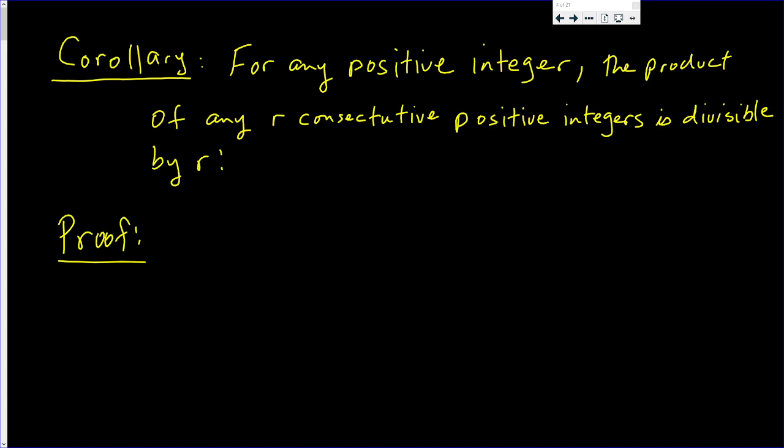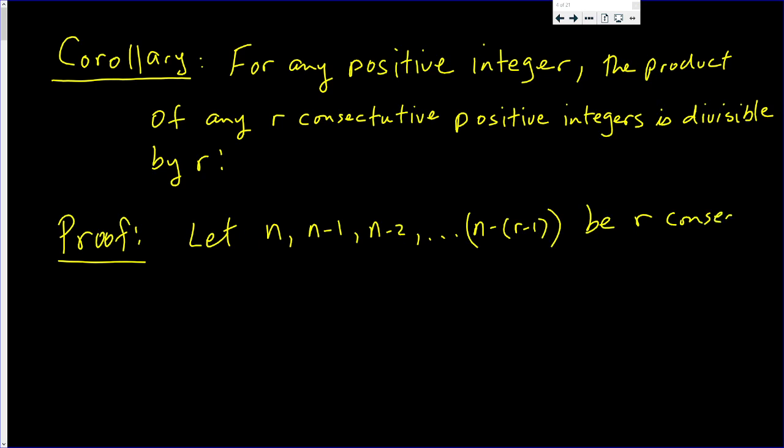Now let's see. How about we let n, n minus 1, n minus 2, all the way up to n minus r plus 1, be r consecutive positive integers. Now there's r of them.